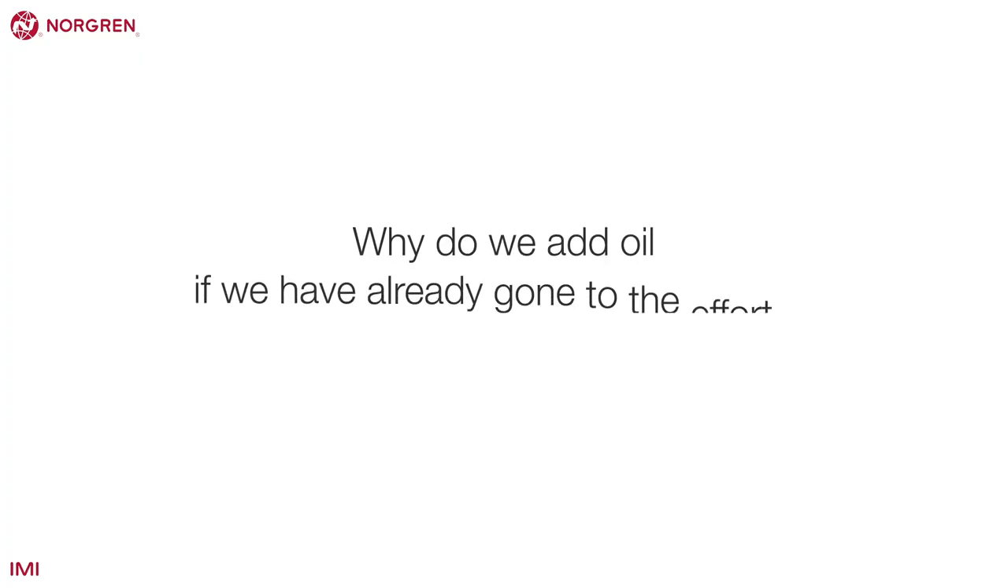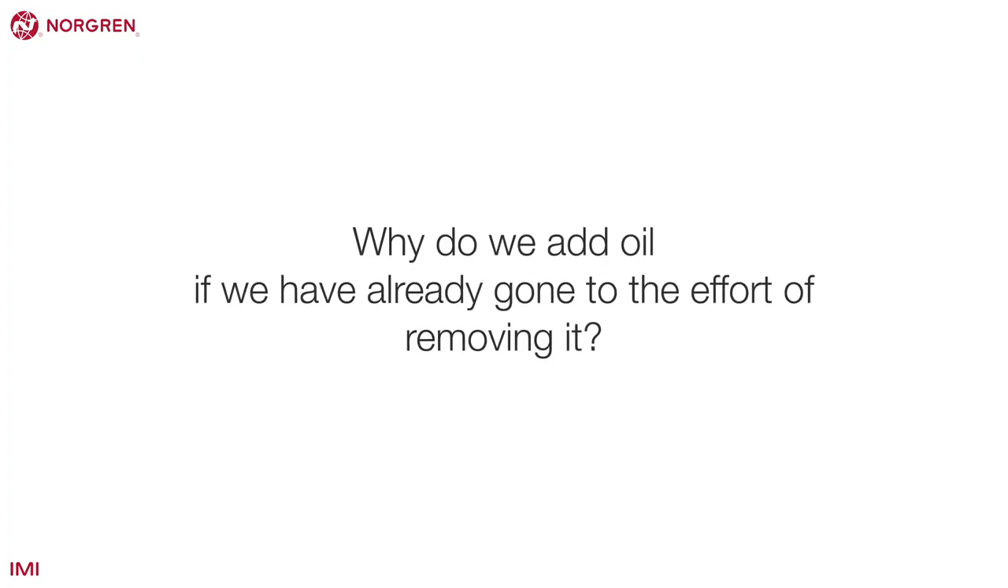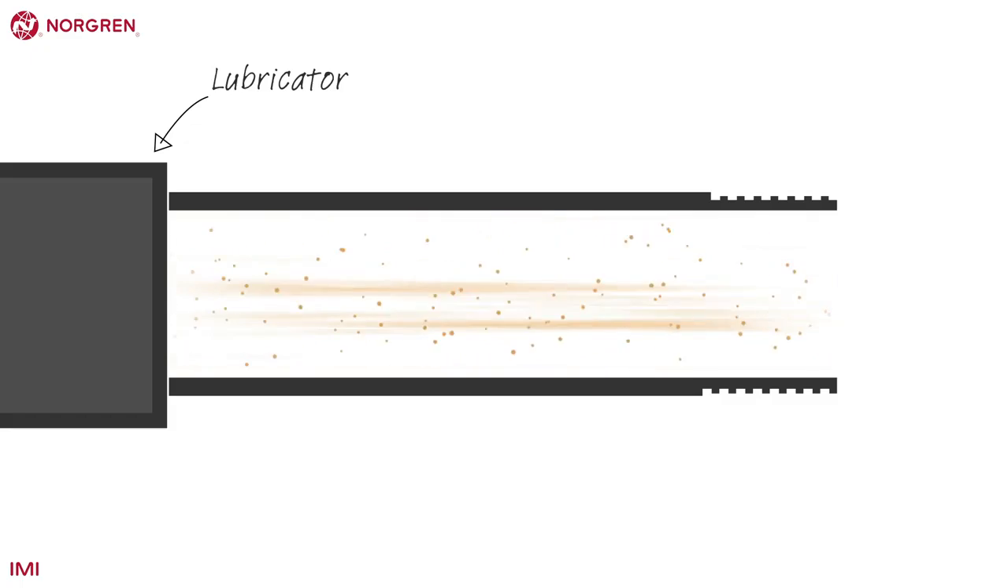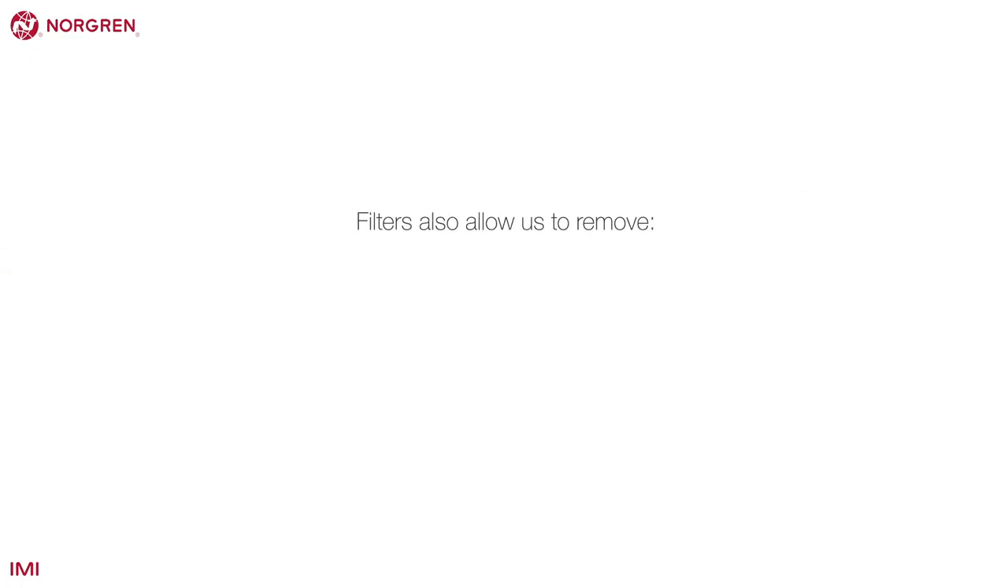But why do we add oil if we have already gone to the effort of removing it? Later, we'll talk about adding oil to a system with a lubricator. This clean, controlled oil ensures smooth running of components and is very different to the dirty, unpredictable oil from a compressor that may be circulating through a system. Filters also allow us to remove dust, particles, and fumes.